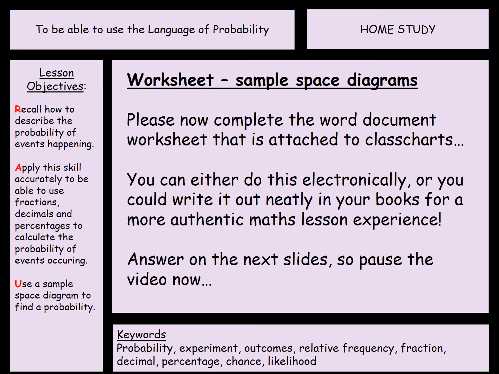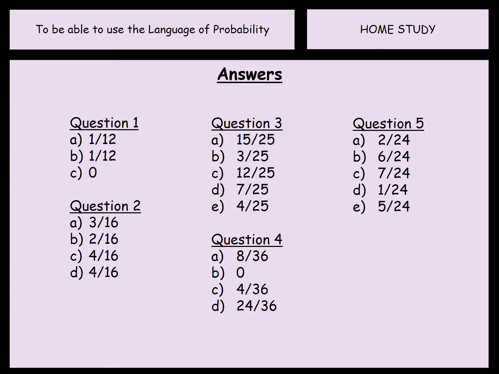Next activity, there is a second worksheet that's on class charts. This is all about sample space diagrams. Again, if you want to do it electronically, you can. Ideally, you do it in your book, so you've got those notes being taken in that regular way. Answers are going to be on the next slide, so you can pause the video now and have a go. And here are the solutions to the 5 questions on that worksheet. So again, make sure you're using your green pen, tick them off as you go. Any errors, see if you can go back and work out why. If you're really struggling, obviously you can contact me, you can email me and ask your question about why it was that you went wrong.